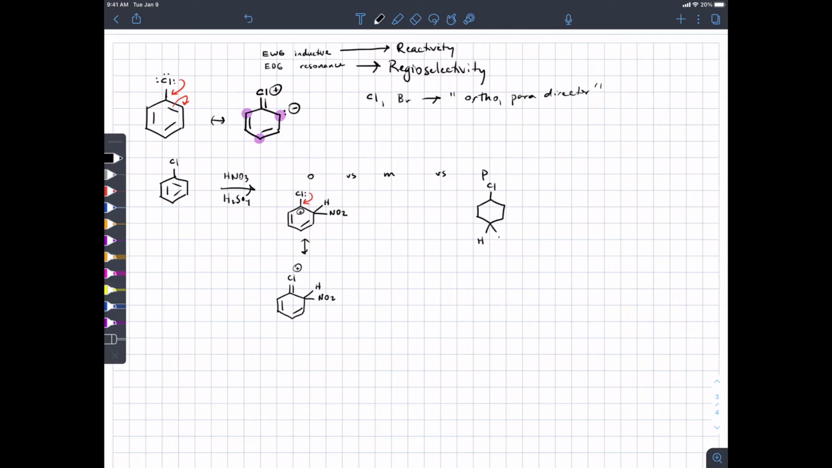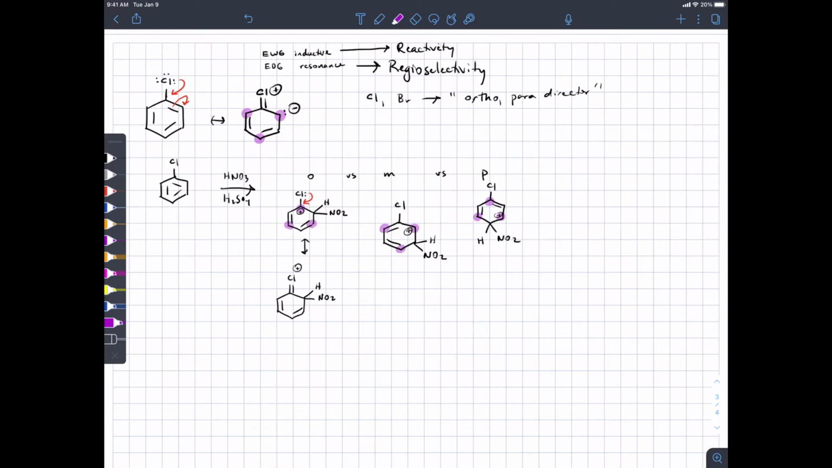I'll illustrate that by drawing the two other intermediates, and again, hopefully you can see that the positive charge in these ortho and para substituted intermediates will be adjacent to chloro, which can donate in. In contrast, the meta substitution product would put the positive charge in a place where it cannot be stabilized by chloro.